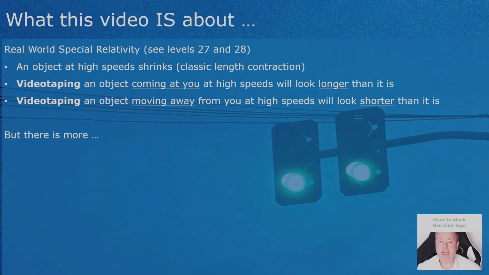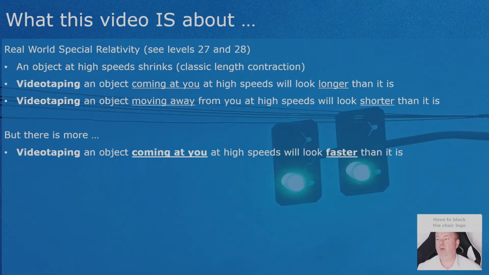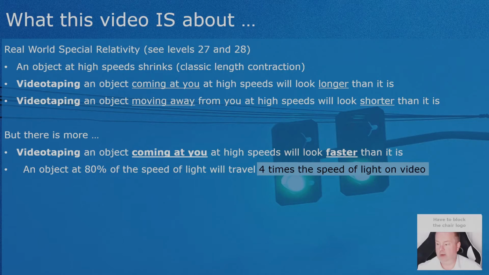So what am I adding in this video? Here we go. Videotaping a fast-moving object coming at you will look faster than it is. How much faster? Let me give you an example. Let's say we have an object traveling towards you at 80% of the speed of light. So its velocity is 0.8 c. On the video it will look like, boom, 4 times the speed of light.